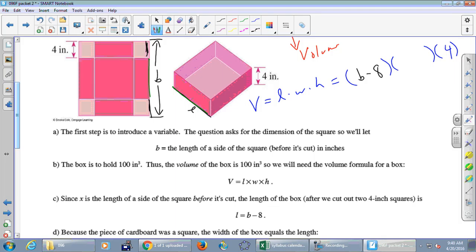What about the width? I'll call that this guy right here. What's the width? Which I would say comes from this thing right here. It's also b minus 8, right? It was a square to start with, and we did the same thing. So this is another b minus 8. So right there is our formula for the volume. But we know what the volume is supposed to be as a number. What is it? We want it to be 100. So we're going to have 100 equals all this stuff.